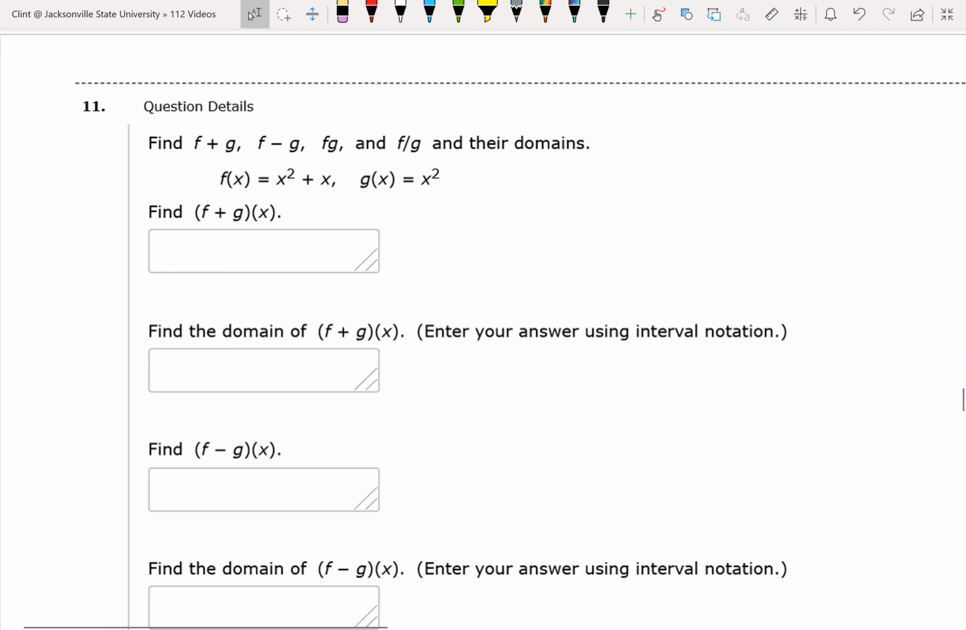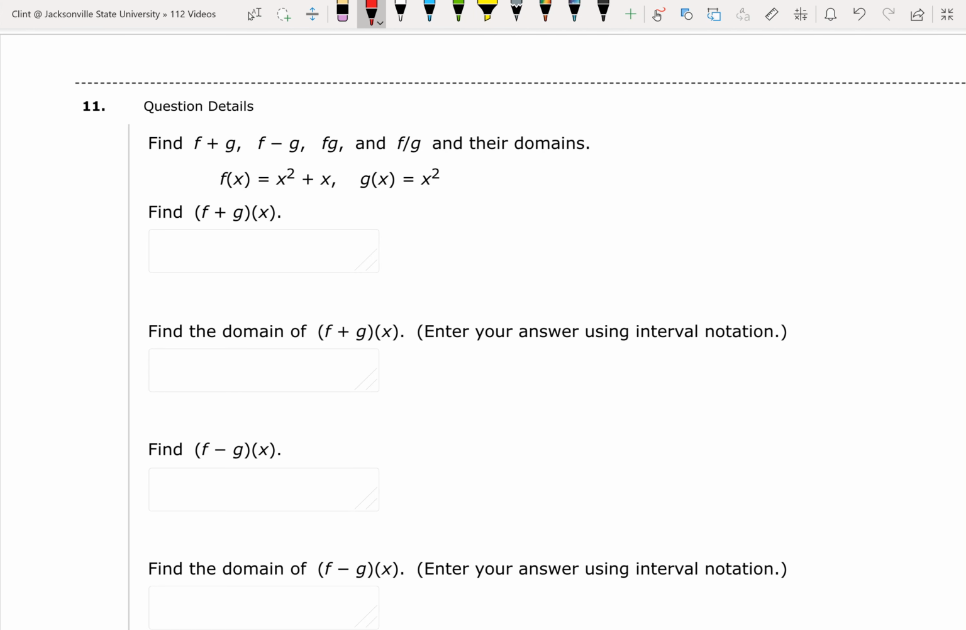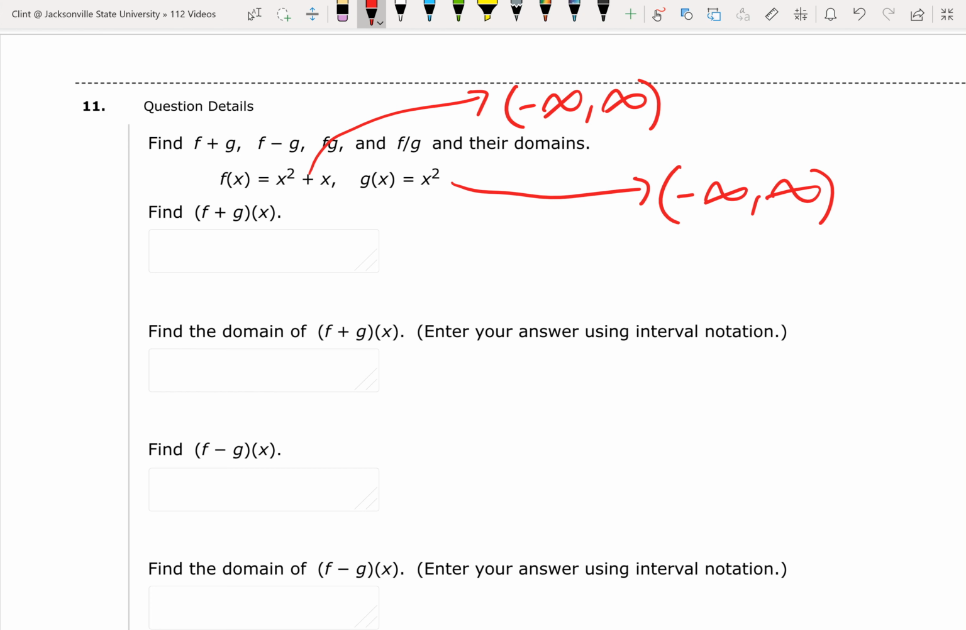Two new functions, but same idea. Here, if we do plus, well, let's think about our domains first. Our domain for this one, we don't have any square roots, we don't have any fractions, so negative infinity to infinity. This one, we don't have any fractions, we don't have any square roots, so negative infinity to infinity. So on plus, minus, and multiplication, we're just going to have a domain of negative infinity to infinity, all real numbers. Okay, we don't have any troublemakers in there. So that's going to be our domain on the first three.